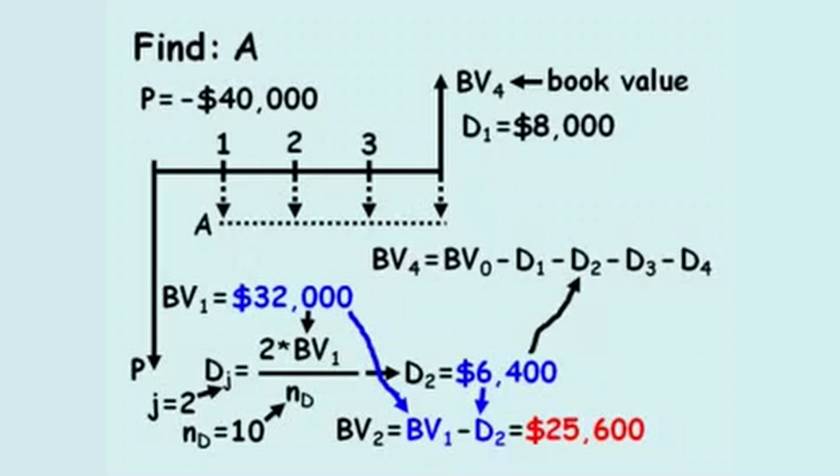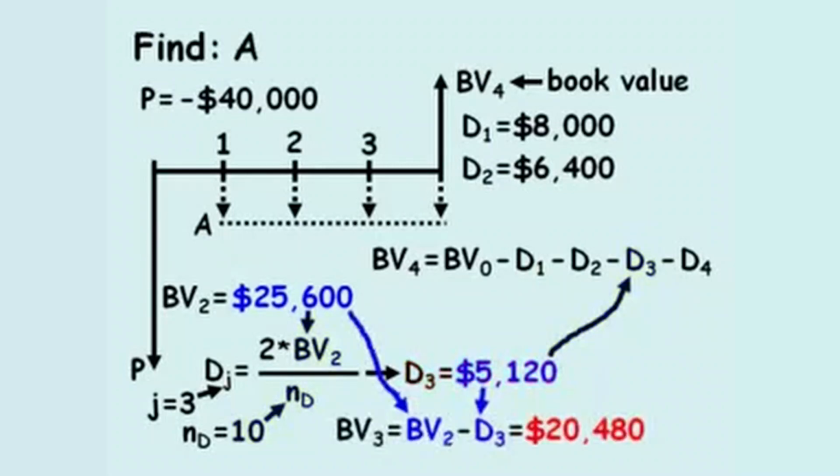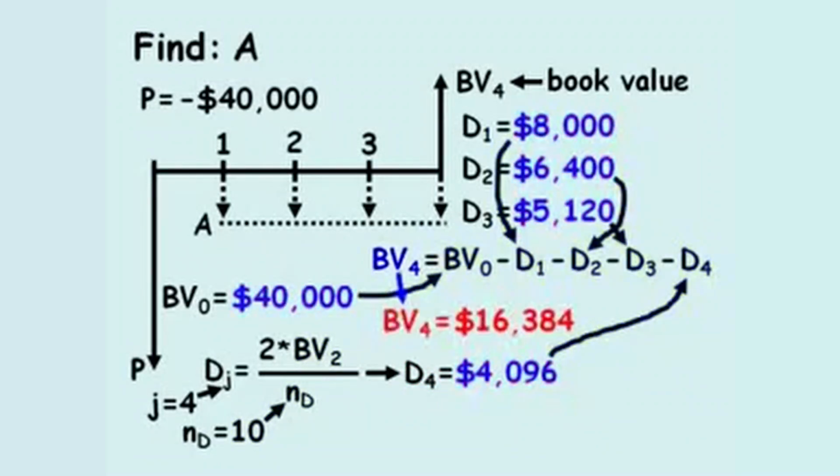The depreciation during year 3 equals 2 times $25,600 divided by 10, which equals $5,120. And the book value at the end of the third year equals $20,480. And lastly, the depreciation during the fourth year, D4, equals $4,096. Now we can compute the book value at the end of the fourth year, which equals $16,384.